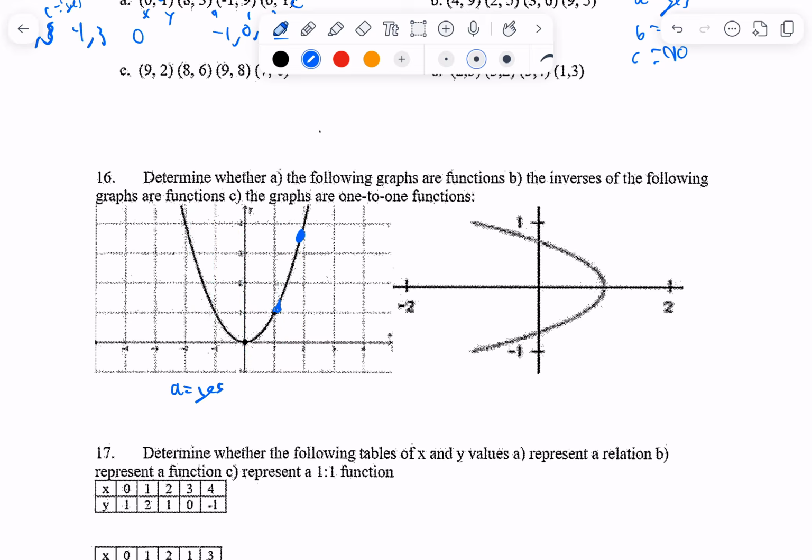And now let's find out for B, which is whether the inverses of the following functions are functions when the graphs are one-to-one functions. So let's see. This is the inverse. No, sorry. Here, so the inverse would be like this.